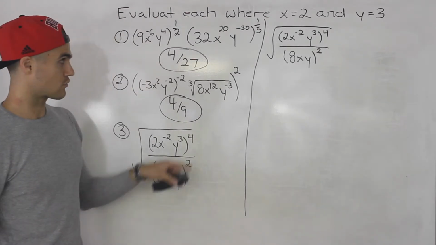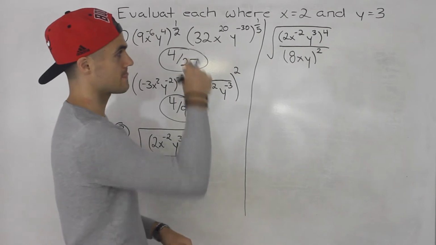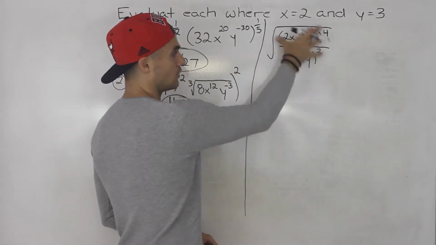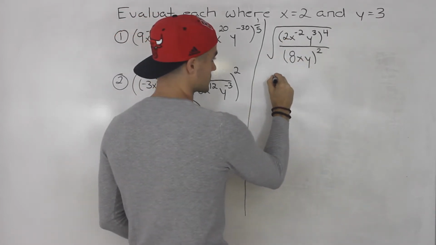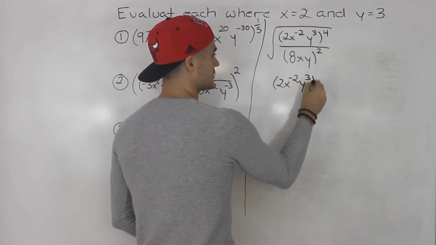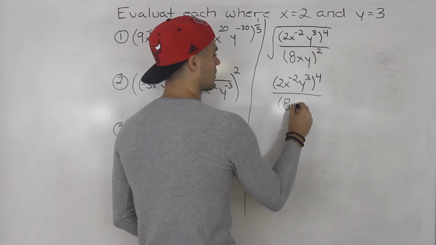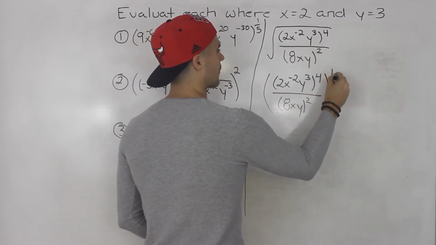And then finally, number 3 I wrote up there. So we're going to follow the same process. Going to try to simplify it, then plug in that x value 2, that y value 3. So all of this here is being square rooted. So I'm going to change that to a rational exponent. So basically what's going to happen is that whole fraction is going to be to the power of what? It's going to be to the power of 1/2.